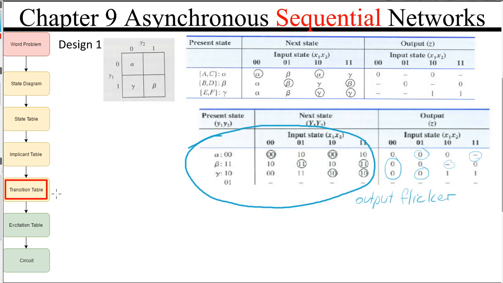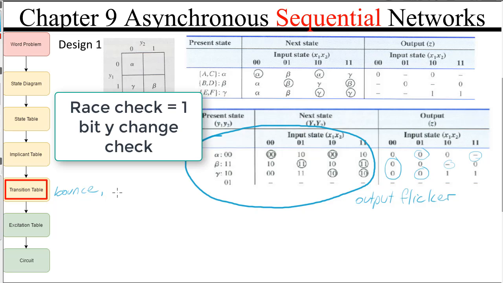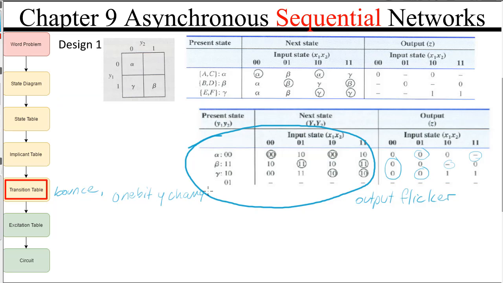In this transition table, we deal with the bounce, and that could add states up here and change the flicker. We deal with the 1-bit change, 1-bit Y change, and that could add some states, and that could force us to revisit the output flicker. In the transition table, you're sort of going around in a circle between this flicker, 1-bit change, and bounce. You're just sort of going around in a circle until everything stabilizes in your design.